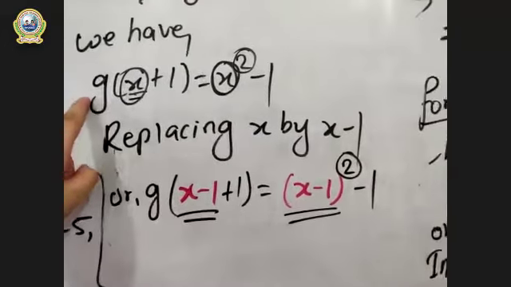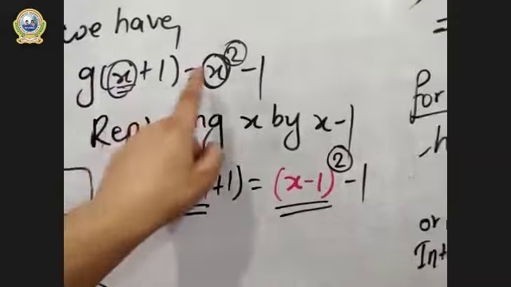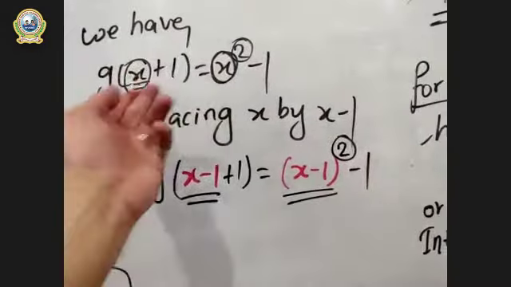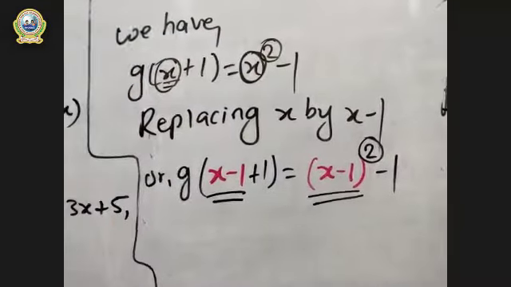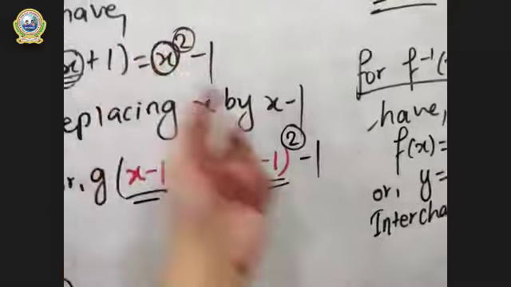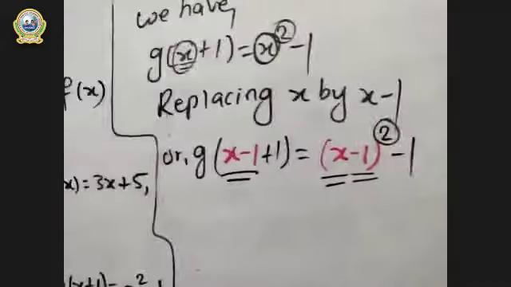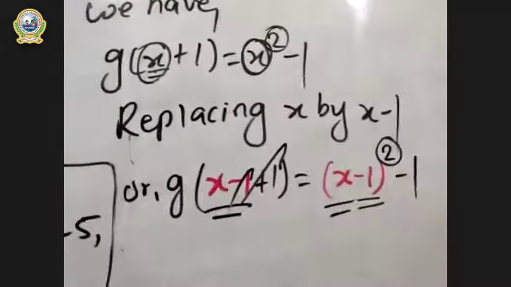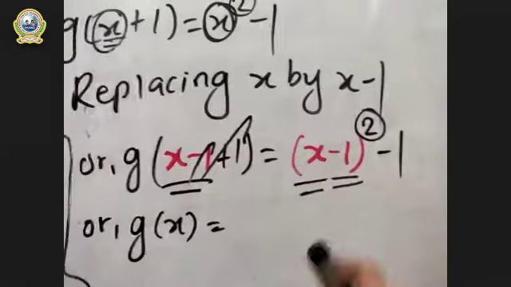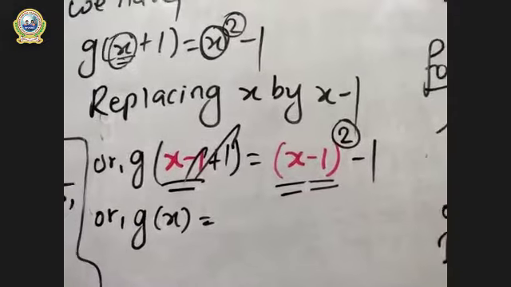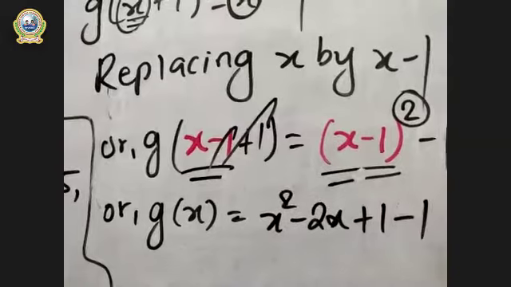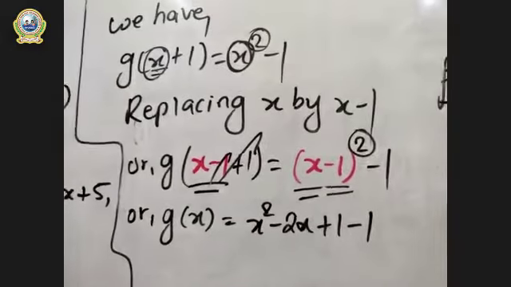For getting gx, I must replace this x by x minus 1, both x's, left part and right part. So it will look now x minus 1 plus 1, and it will be x minus 1 whole square minus 1 as it is. Now this 1 and 1 can be cancelled, right? So it will be gx, and in this part you will get, open the a minus b whole square format, a square minus 2ab plus b square. Is this clear? This is very clear, right?